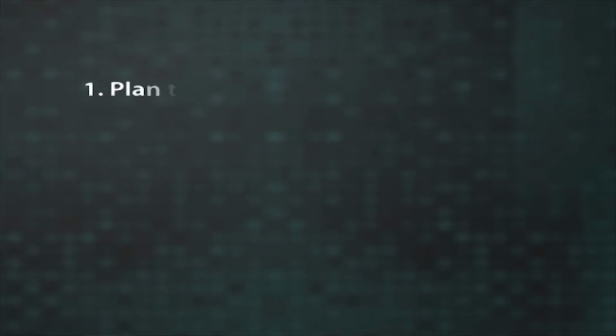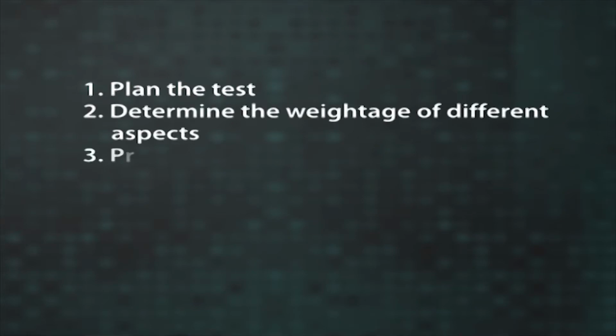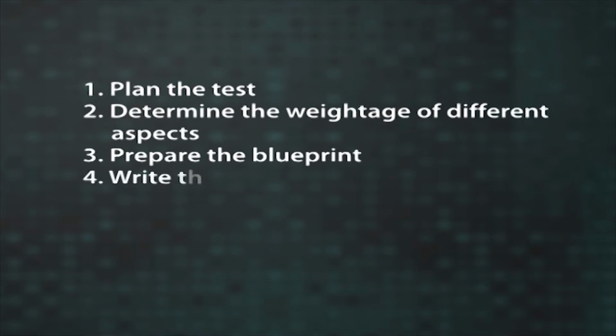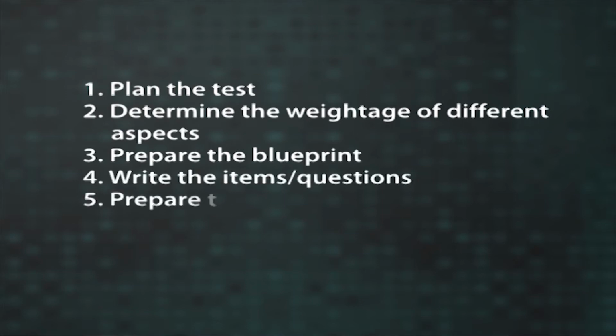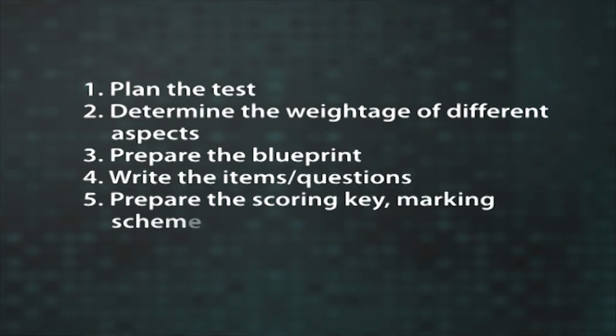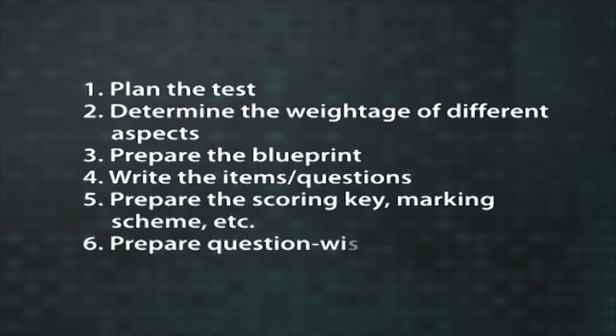Typically, an achievement test is constructed by following a few steps. They are: plan the test, determine the weightage of different aspects, prepare the blueprint, write the items or questions, prepare the scoring key, marking scheme, etc., and prepare question based analysis. A teacher should follow these steps carefully and systematically in order to construct a good achievement test. Now, let us go through these steps one by one.